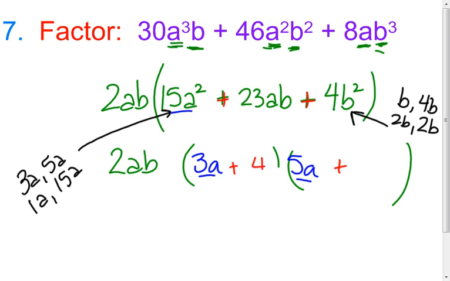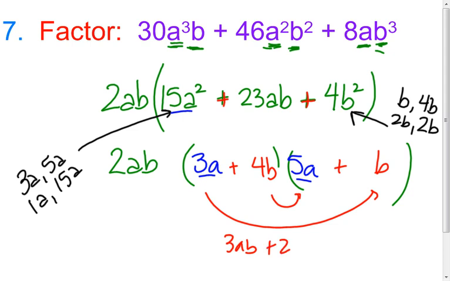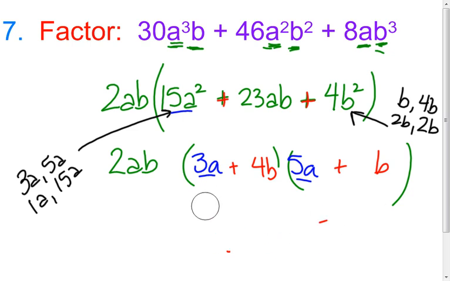Here we go. Outsides, 3ab. Insides, 20ab. And 3ab plus 20ab does make 23ab, which is what you need in the middle.